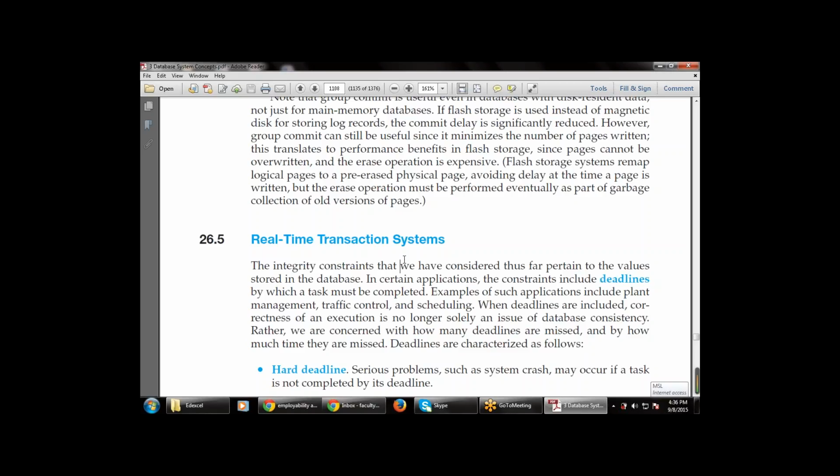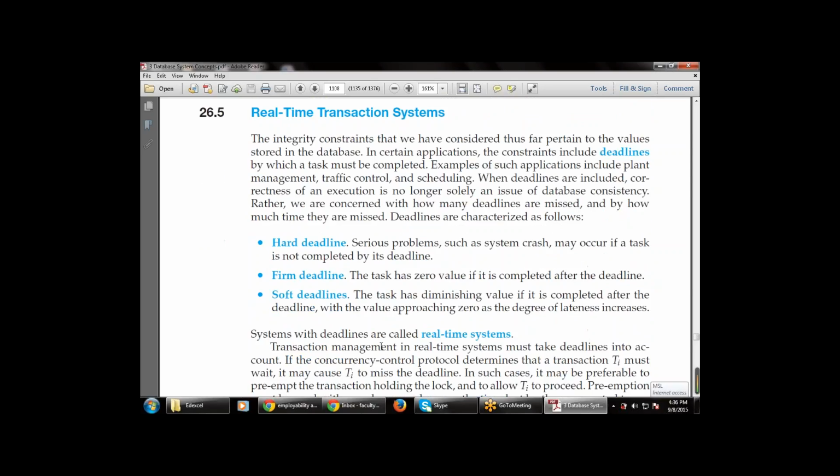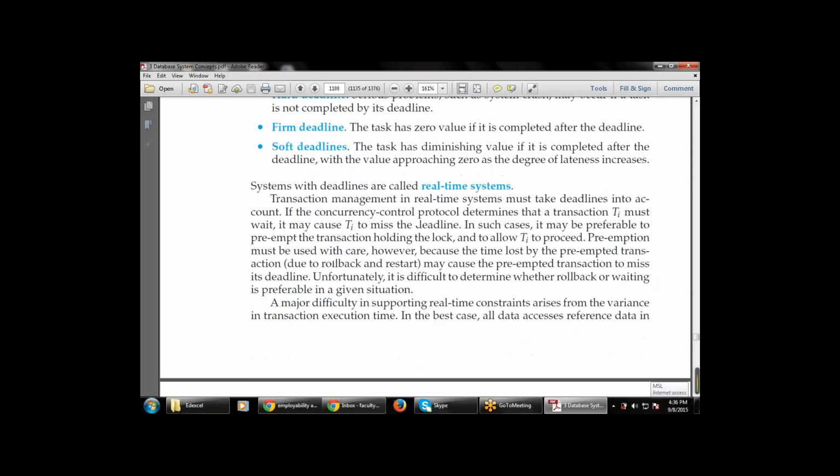Rather, we are concerned with how many deadlines are missed and by how much time they are missed. There are multiple types of deadline that we also discussed: the hard deadline, the firm deadline, and the soft deadline. A system with deadline scenarios that are time-based is known as a real-time system.